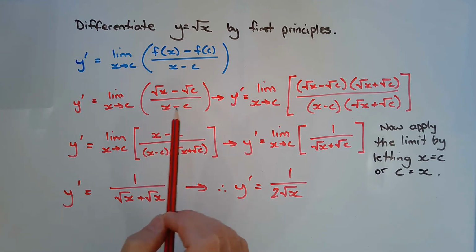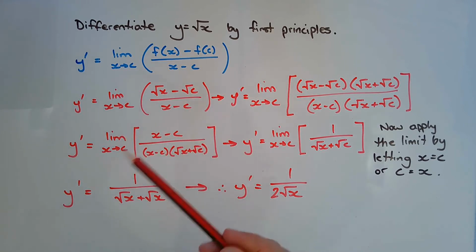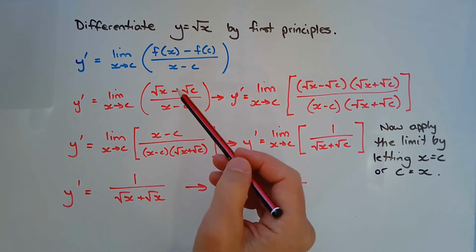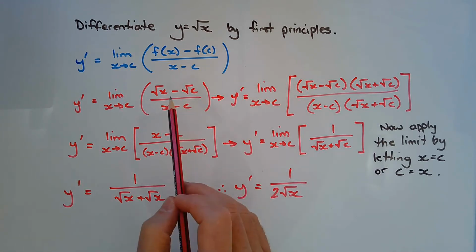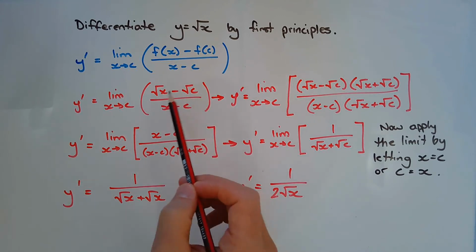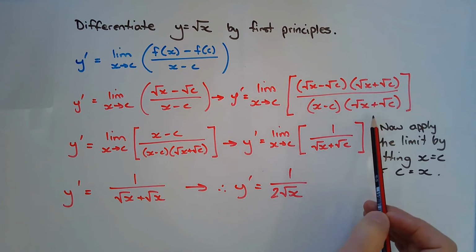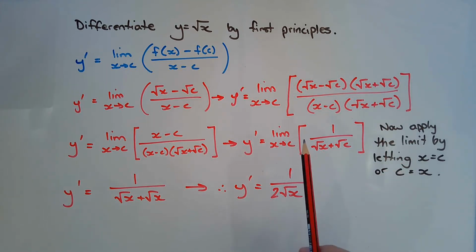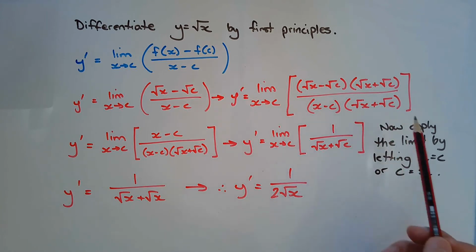So we're going to deal with that by rationalising the numerator, strangely enough. I know usually we rationalise the denominator, but in this case, we're going to rationalise the numerator. And we're going to do that by multiplying the numerator and the denominator by the conjugate of the numerator, which is square root of x plus the square root of c. But you've got to do the same thing top and bottom, of course. So when you multiply the numerator, you've got to also multiply the denominator by the same factor.